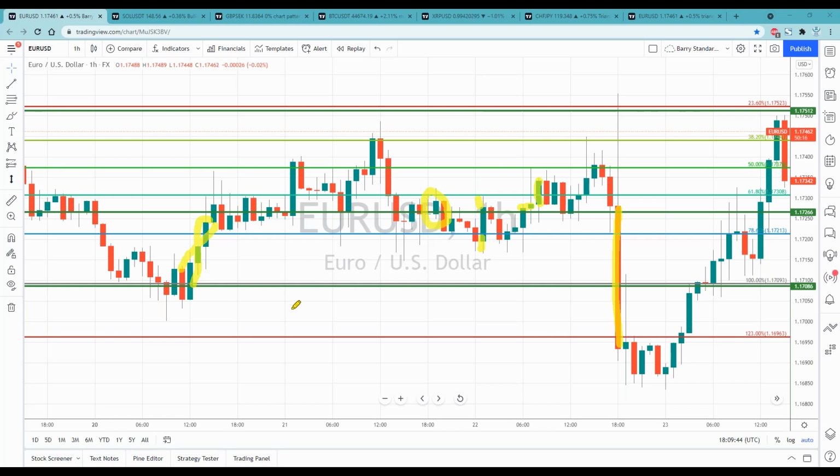Now, I've got to explain something to you. We have the open, the high, the low, and the close. If the market stepped up from the open to the close, we would today draw this in, fill this in with green, and call this a green candle.